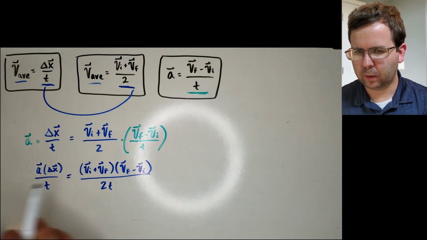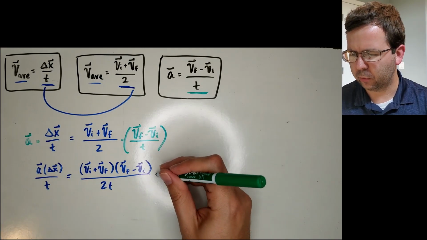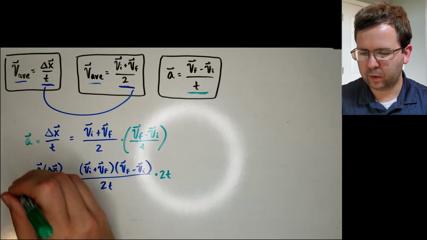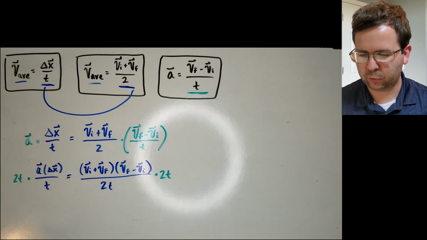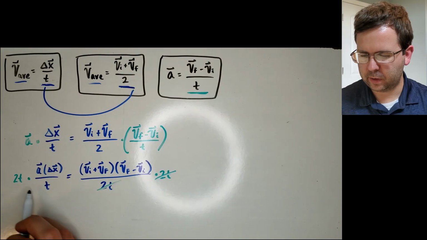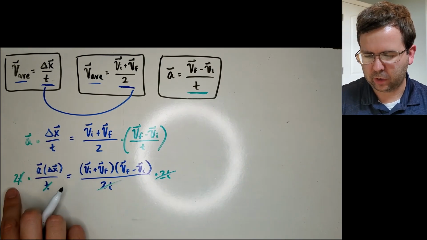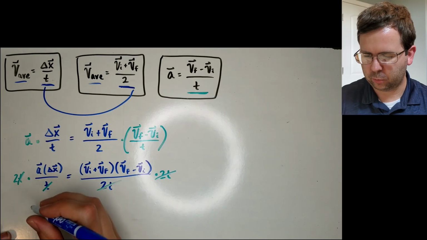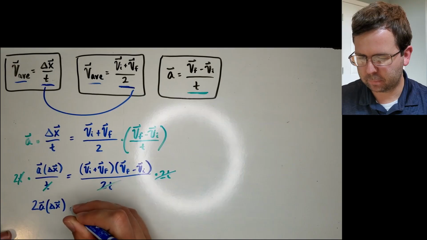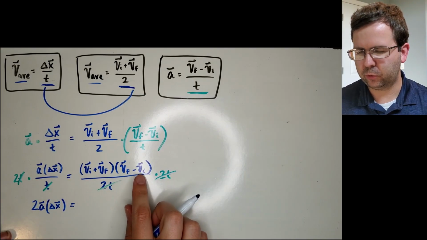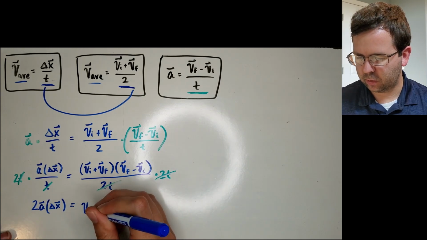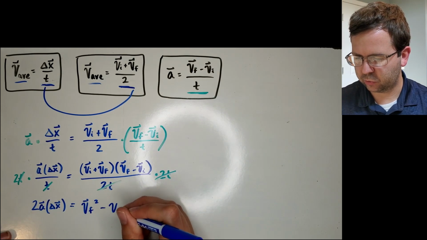Now, I'm going to take a shortcut here. I'm going to multiply both sides by 2t to get rid of this denominator. I want to get rid of the fraction over here. So I'm going to multiply this side by 2t as well. Notice the 2t's are canceled out here. And then notice that the time is also canceled out over here. Not the 2, but the time. So rewriting this one more time, we have 2 now times the acceleration times the displacement. And then I'm going to go ahead and multiply these two quantities together. So when I do that, I use the FOIL method. I'm going to end up having the final velocity squared minus the initial velocity squared.